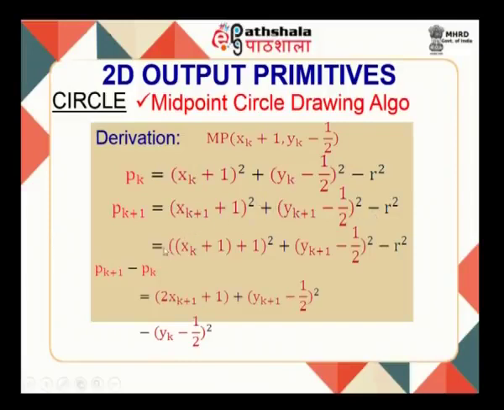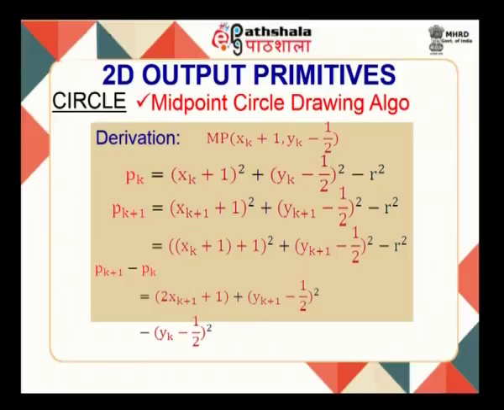We have taken this, and the next step is to take the difference between the two decision parameters, pk plus 1 minus pk, which is 2 xk plus 1, plus yk plus 1 minus half whole squared, minus yk minus half whole squared. This difference is important so that we can take pk onto the right. You can sit and take these steps and derive them. It will get simplified further.